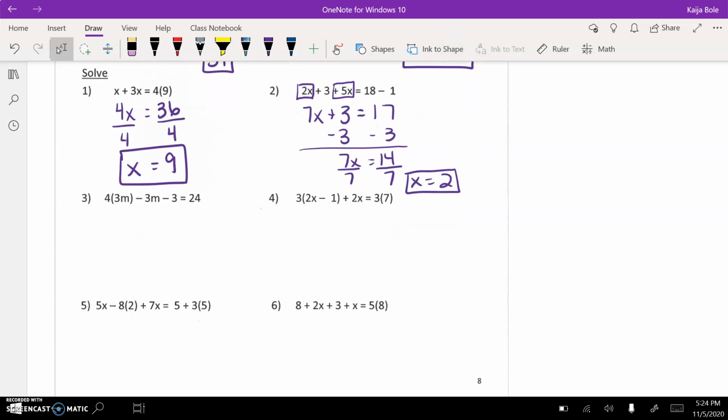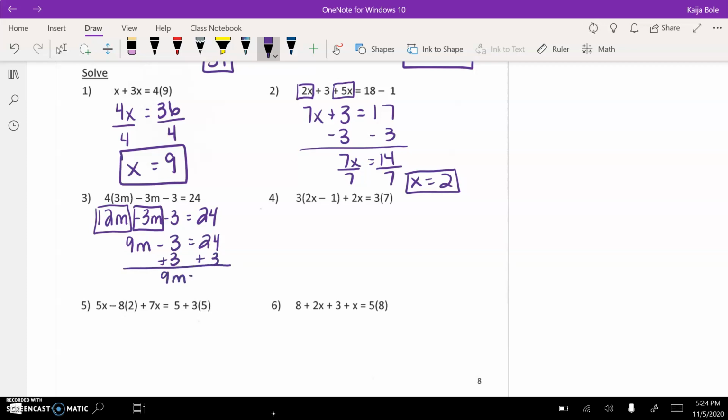Number 3 here, so I see I have to multiply first. So 4 times 3m would be 12m. Now I'm going to bring everything else down. Minus 3m minus 3 equals 24. I suggest not trying to multiply and combine like terms at the same time. It's a little much. So now I have 12m and a minus 3m. So 12m minus 3m is 9m. I have minus 3 equals 24. So first I will add 3 to both sides. So I get 9m equals 27. Divide by 9 on both sides. So I get m equals 3.